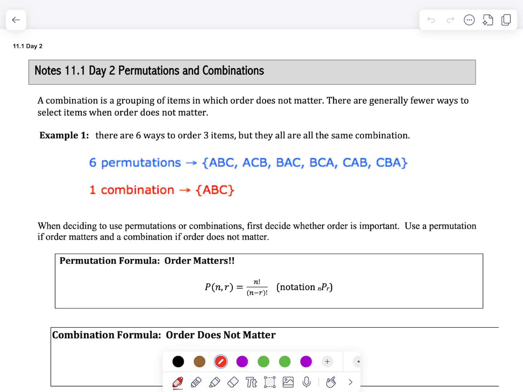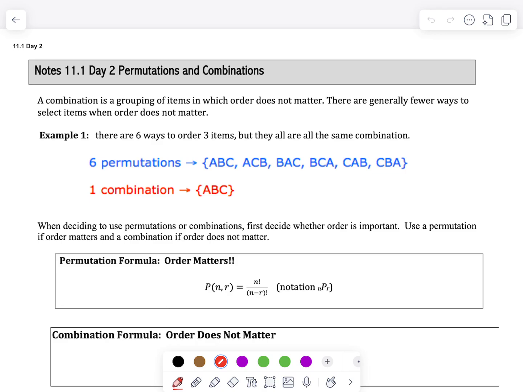All right, this is day 2 of permutations and combinations. So this should be a review. A combination is a grouping of items in which order does not matter. There are generally fewer ways to select items when order does not matter. So here's an example. There are 6 ways to order 3 items, but they're all the same combination.